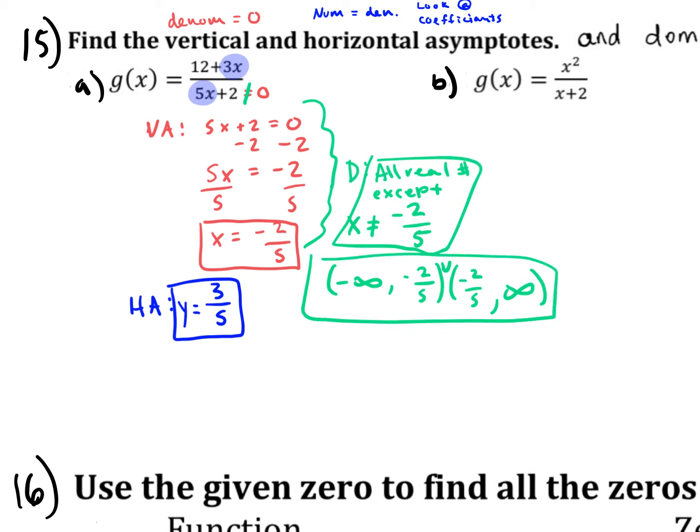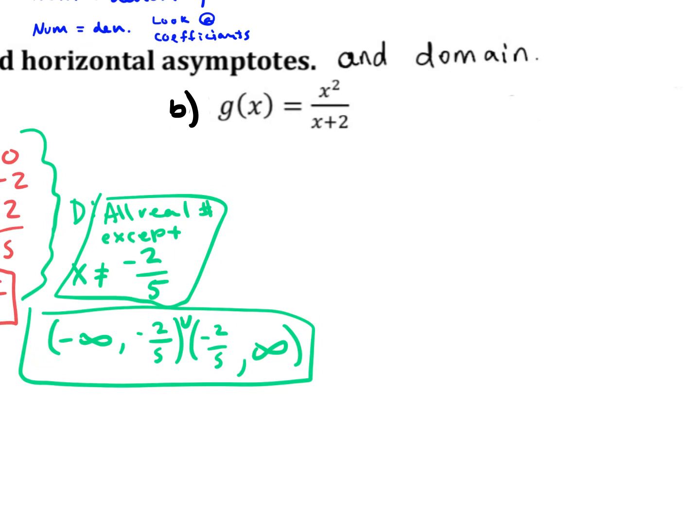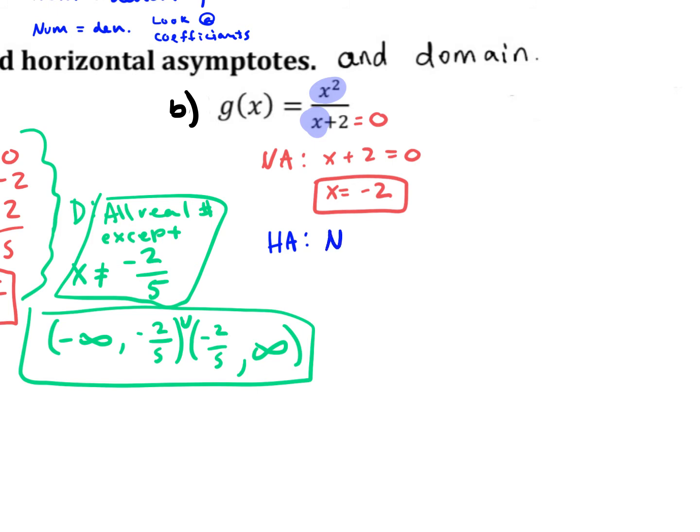But how did you get the 3 over? So for B, we do the same thing. So for my vertical asymptote, I set the denominator equal to 0. So x plus 2 is equal to 0. X is equal to negative 2. So that's my vertical asymptote. For my horizontal asymptote, my degree in my numerator is 2. My degree in the denominator is 1. So what is it when your numerator is greater than the denominator? None. No horizontal asymptote.